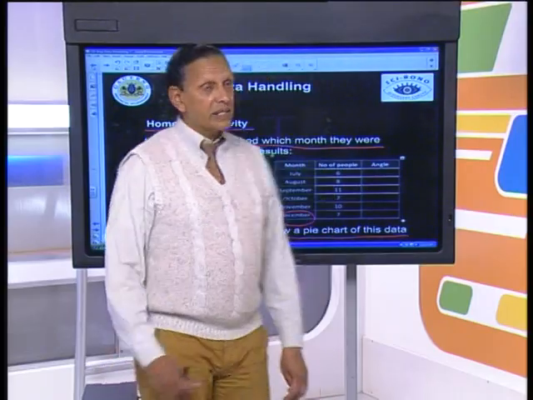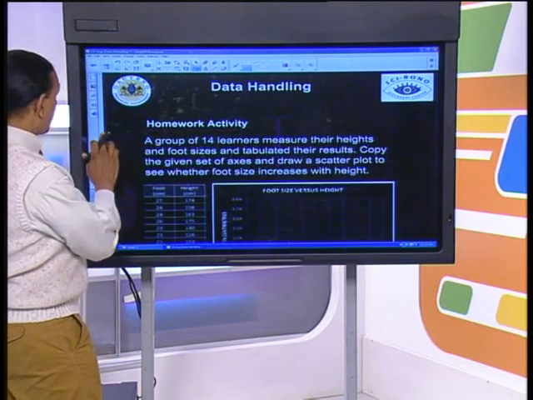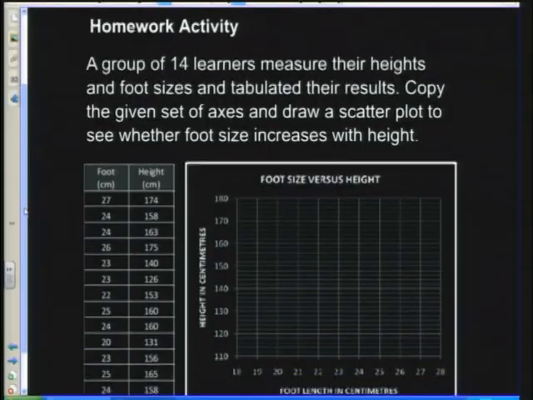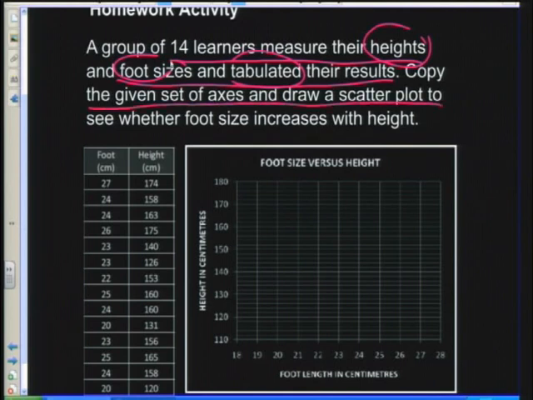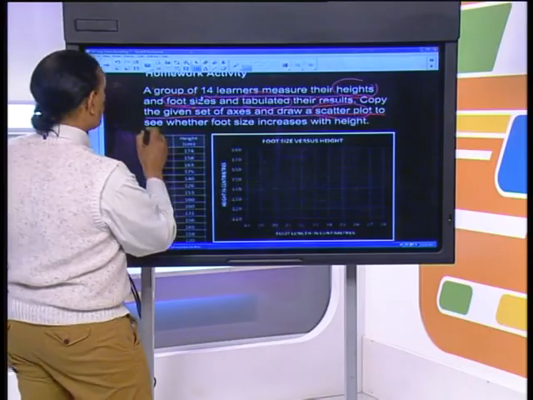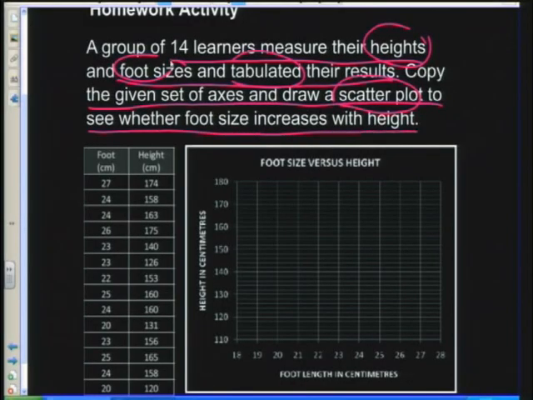Right, let's look at the second example for homework. A group of 14 learners measure their heights and foot sizes and tabulate their results. So it is their height and their foot sizes, right? And they put their values in a table. Now you must copy this table and draw a scatter plot. Remember now, you must do a scatter plot. The first one was a pie chart. This is a scatter plot to see whether foot sizes increase with height.